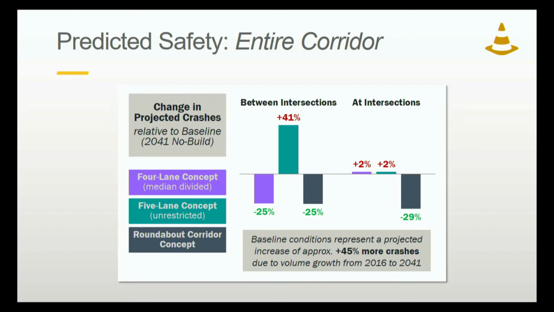Now, the 5-lane concept with unrestricted access, understandably, is going to have a significant increase in crashes. More lanes, more crashes. When we look at intersections, there's not as much of a change between the two signal corridors. The 4-lane and the 5-lane both had signal control. That's very similar to what you have at existing conditions, and so that keeps things generally the same at intersections. Roundabouts were associated with about a 30% drop in crashes.